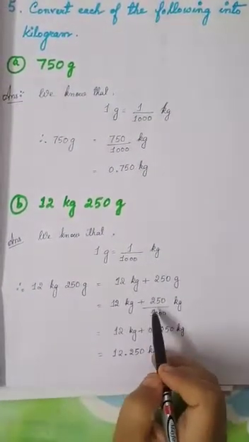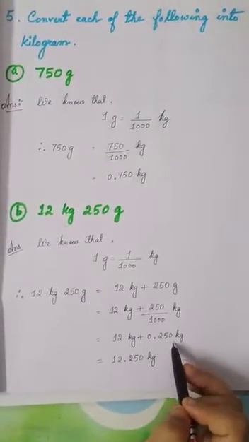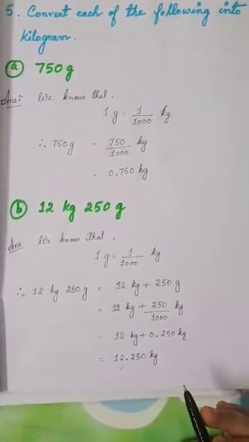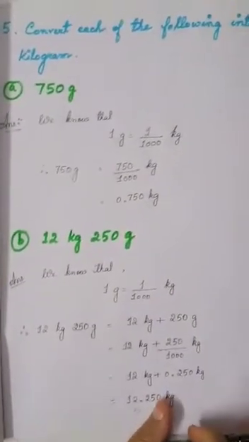So 12 kg plus 250 by 1000 kg. So 12 kg plus 0.250 kg, that is 12.250 kg. Okay, so our answer is 12.250 kg.